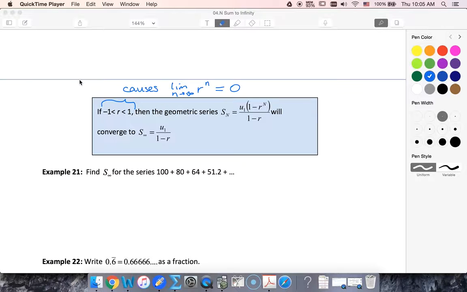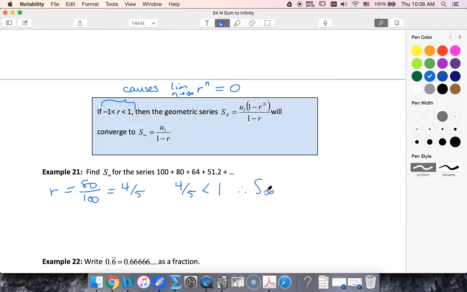All right, so now we're going to apply our sum to infinity formula. So here we've got 100, 80, 64. So it looks like my r value is 80 over 100, which is 4/5. 4/5 is less than 1, therefore sum to infinity exists. So now my sum to infinity is going to be u1 over 1 minus 4/5. So we've got 100 over 1/5, which is going to give us 500 for our sum to infinity.